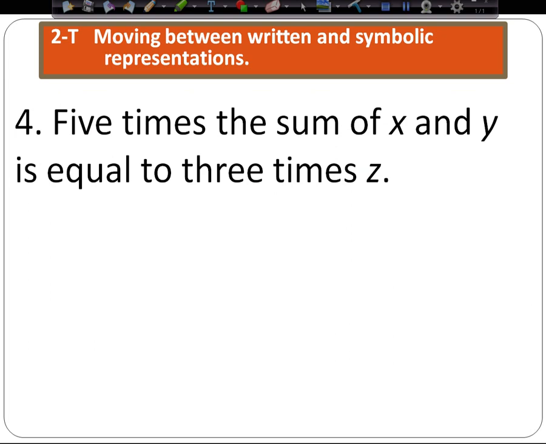Number 4, 5 times the sum of x and y is equal to 3 times z. Pause the video for just a moment and make sure that you get this written down before you move on.